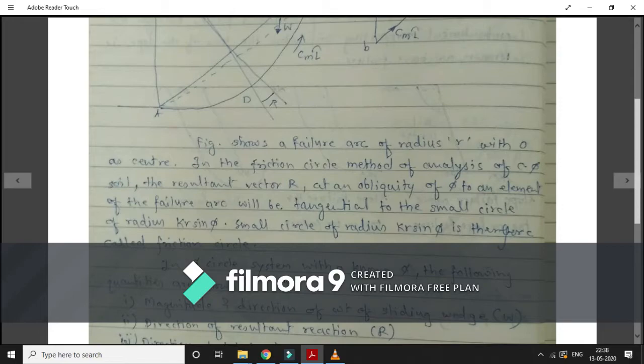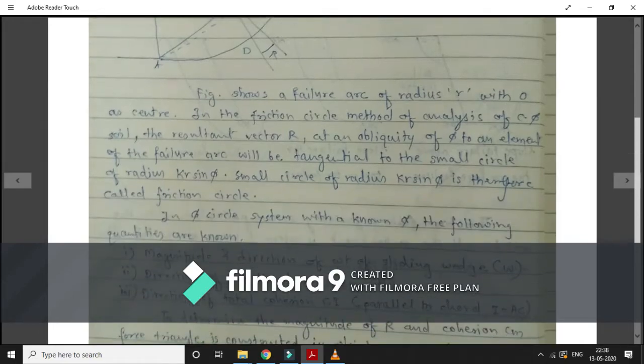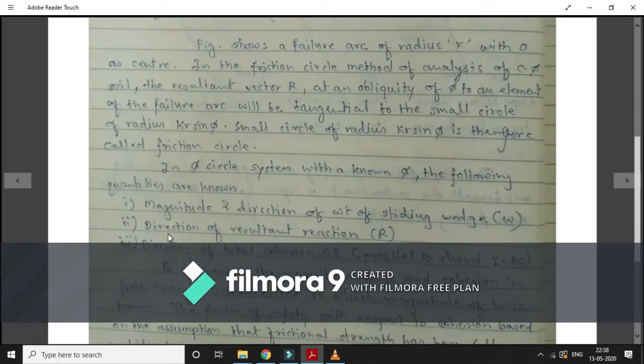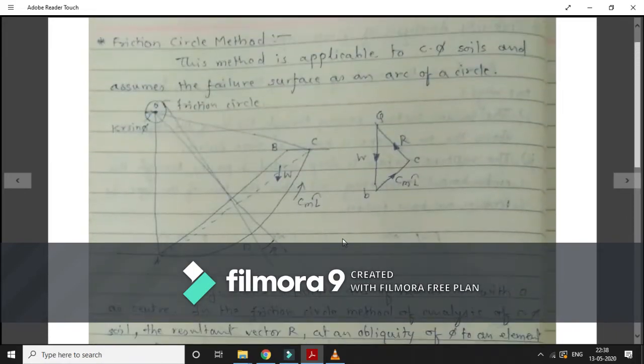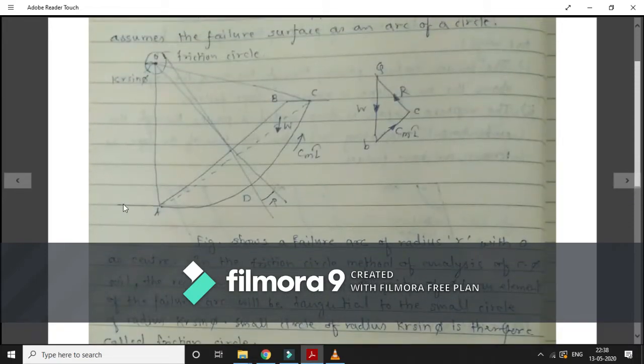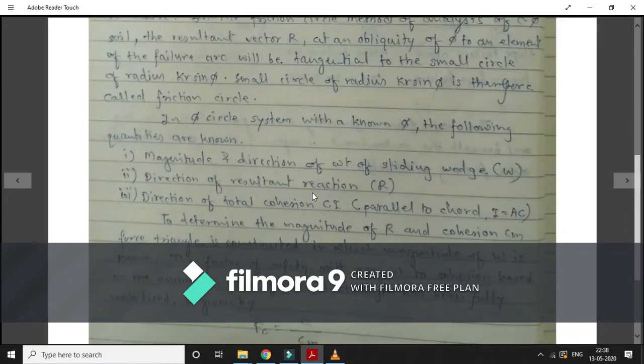In the phi circle system with a known phi, the following quantities are known: the magnitude and the direction of weight of the sliding wedge W. So I already told this one. So this is the self weight W. Direction of the resultant reaction R. So whatever reaction is developed, that is capital R. And direction of total cohesion Cm parallel to the chord AC. So this direction is the cohesion.